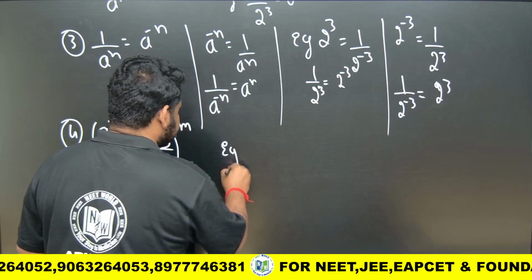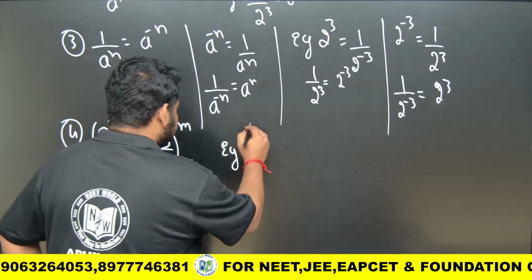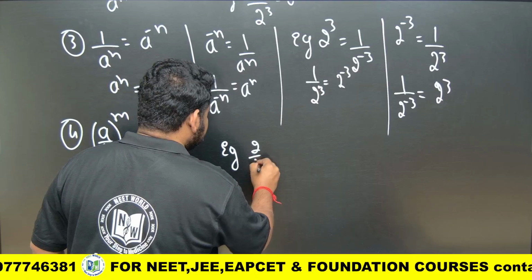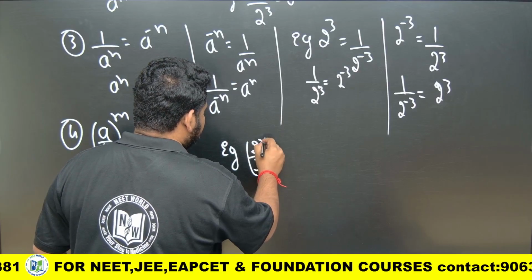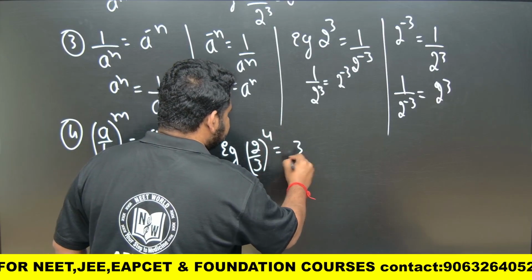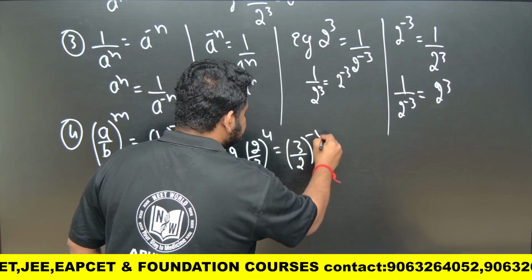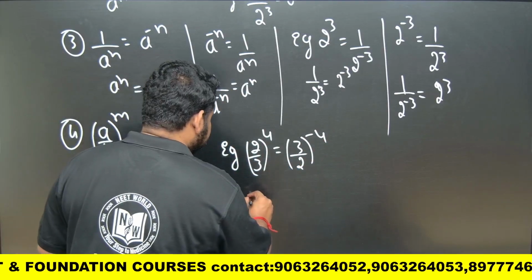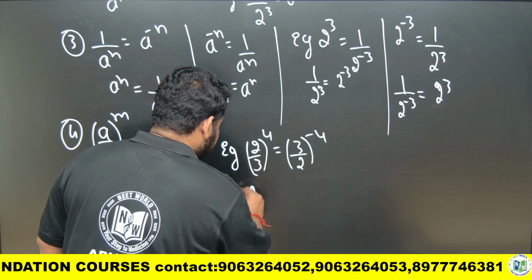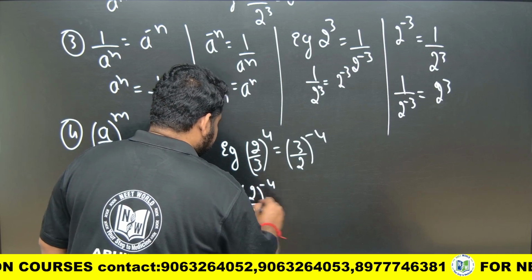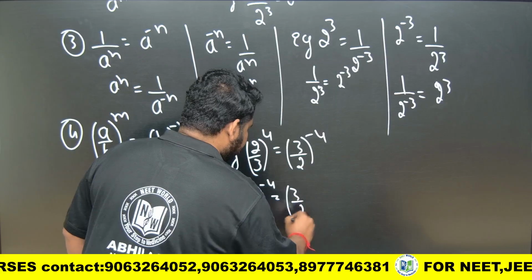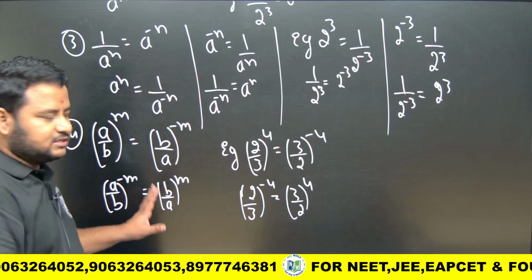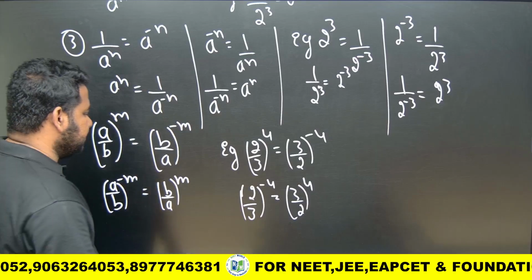Example, see here. Example: 2 by 3 to the power of 4. If I write it as 3 by 2, it will become to the power of minus 4. This is the inverse property. Now if I write 2 by 3 to the power of minus 4, and I write it as 3 by 2, the minus becomes positive, plus 4. Clear? This is one property you have to remember.